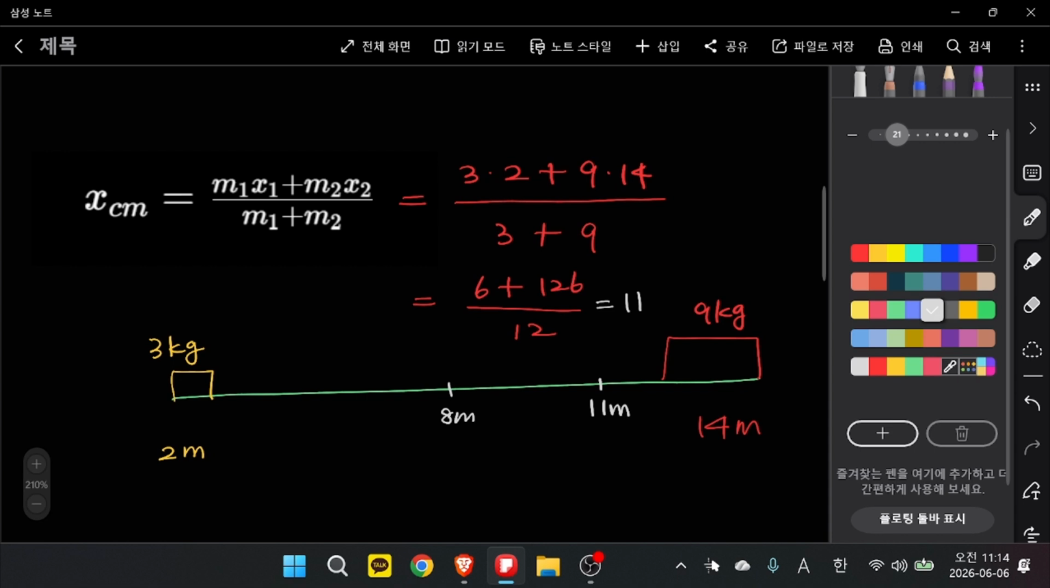So here's the key idea. When two objects have equal masses, the center of mass is exactly in the middle. But when one object is heavier, the center of mass shifts toward the heavier object. The heavier the object, the more it pulls the center of mass toward itself.